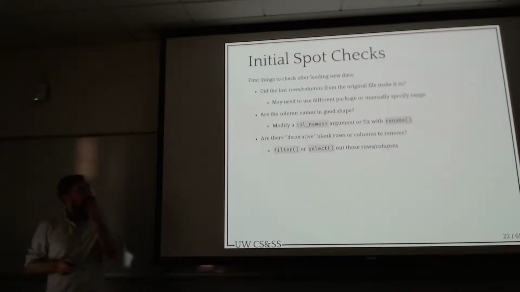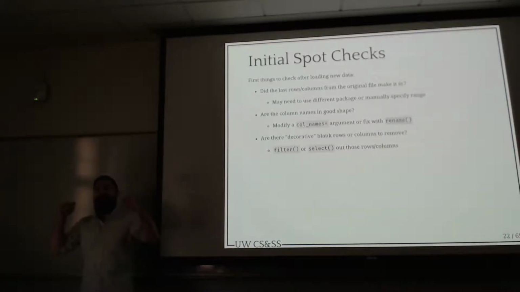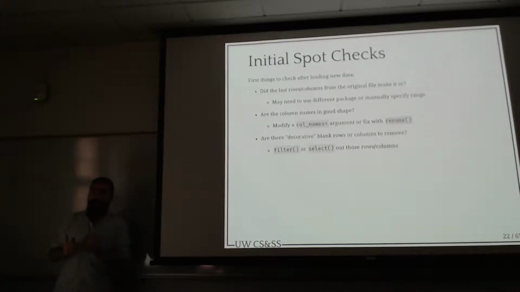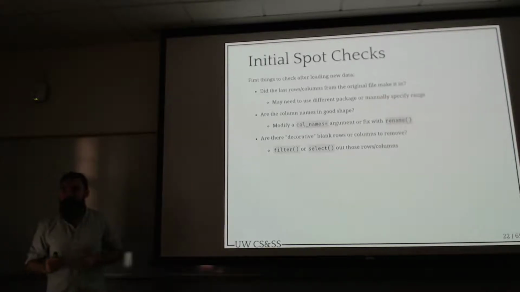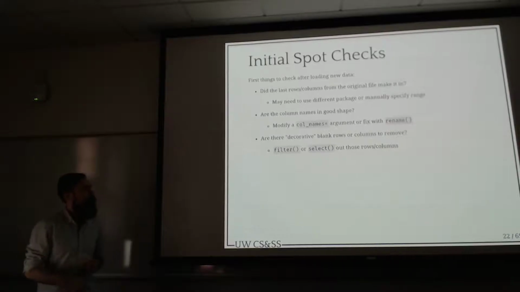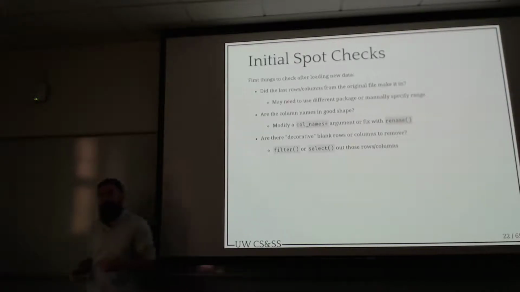Okay, so are there decorative blank rows or columns to remove? This is the Excel problem. People use spreadsheets in Excel and they like to decorate them, do weird things, merge cells, color stuff, bold things, format it like it's a word processor, and other behavior that is not meant to go into a spreadsheet. So, very often there'll be something like 2 blank rows at the top of your Excel sheet.